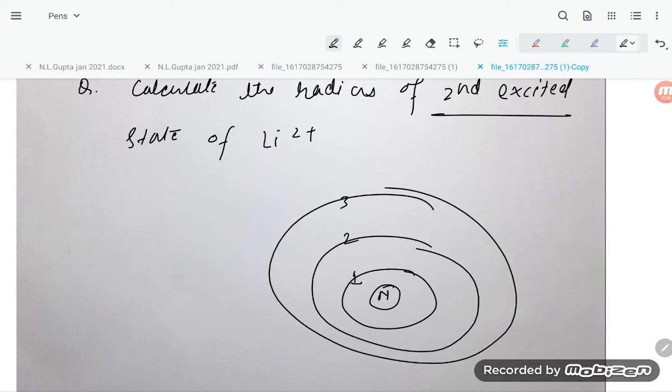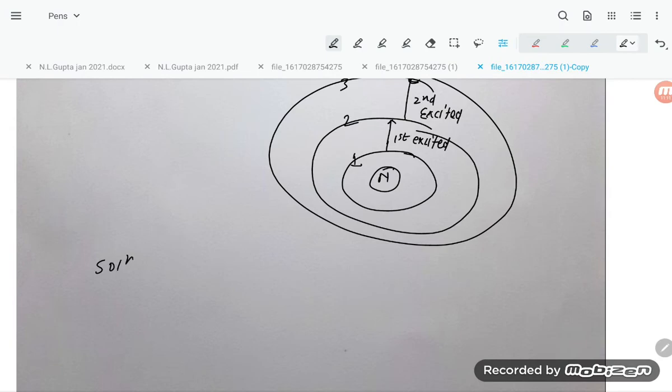So if first excitation is there, the electron will be in the first excited state. First excited means the electron is there in the second orbit, and if the second excited state is there, which orbit will the electron be in? Third orbit. Okay, so that we can solve.